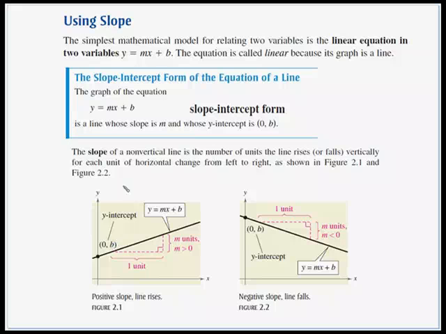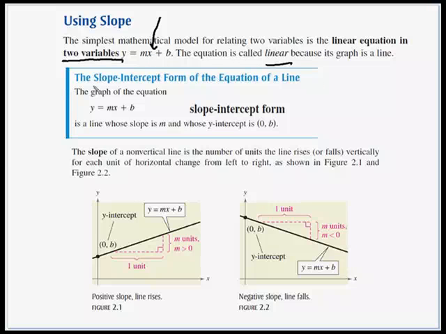So, slope. The simplest mathematical model for relating two variables is the linear equation in two variables. Y equals mx plus b. The equation is called linear because the graph is a line. And remember the dead giveaway, look at the exponent of your x variable. That is x to the first power. That tells us for sure it will be a line.